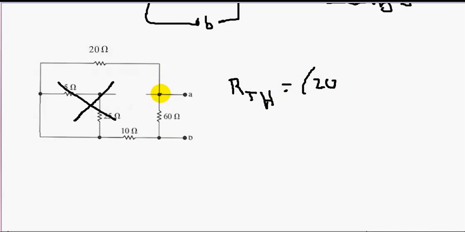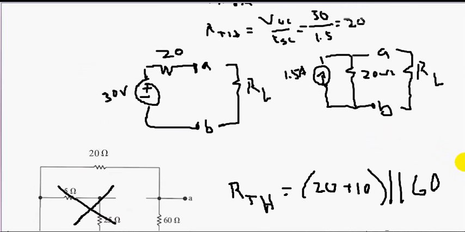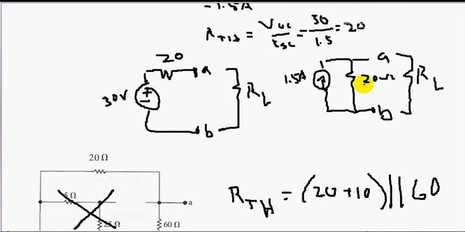20 ohms from going from A, in series with the 10 ohm resistance. And that is in parallel with your 60 ohm resistor. Okay? And you should find that R Thevenin is equal to 20 ohms. That's what we got last time, right? 20 ohms. That's what we did.